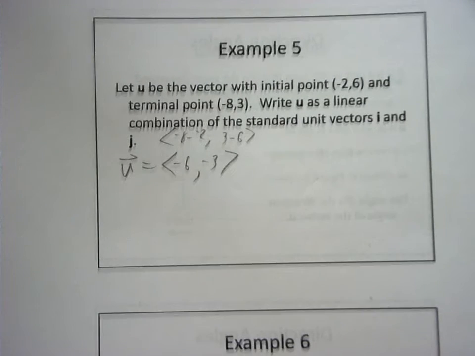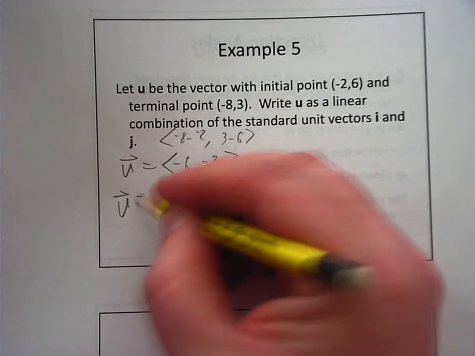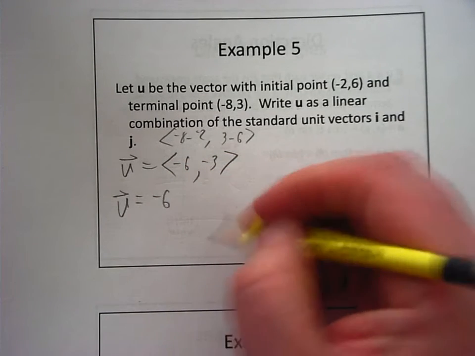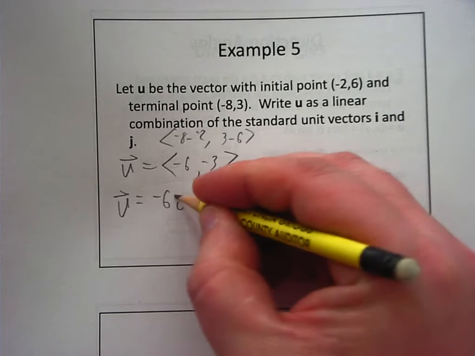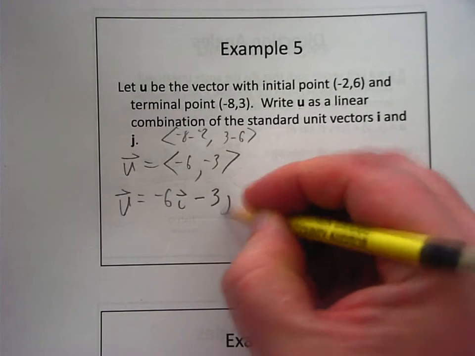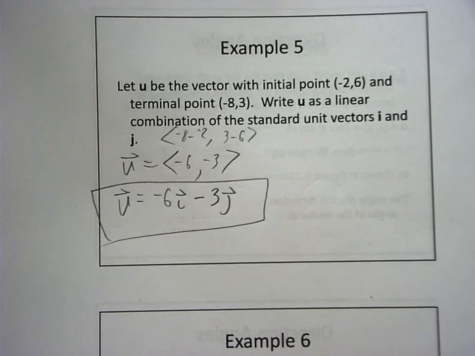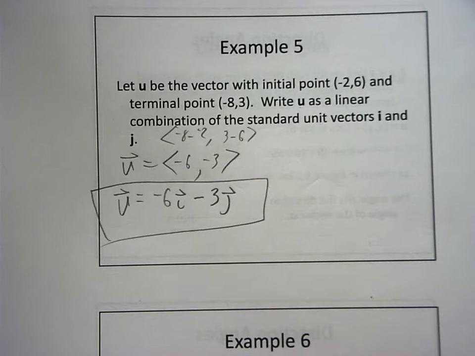Now if I want this in linear combination form, well, it's still a vector, but now I'm going to take -6 times what? i. Not the imaginary i. Correct. Minus 3 times j. That is your linear combination of this. That's really easy. Yes, it is. It's just a matter of keeping the terminology straight. So i is the horizontal movement, which is the x-coordinate. j is the vertical movement, which is the y-coordinate.